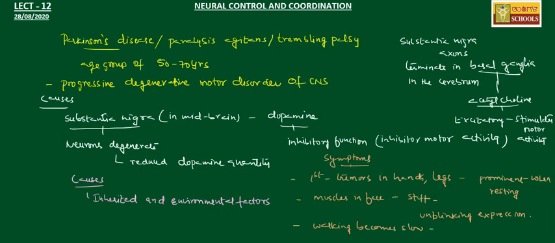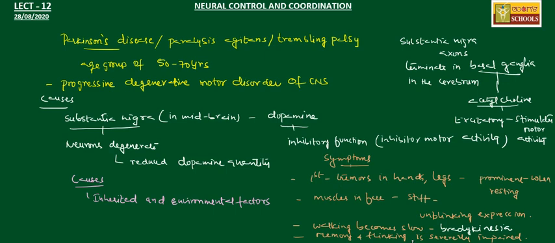And this condition we call bradykinesia. Then also the memory and thinking become severely impaired. So the person loses memory and thinking abilities also.